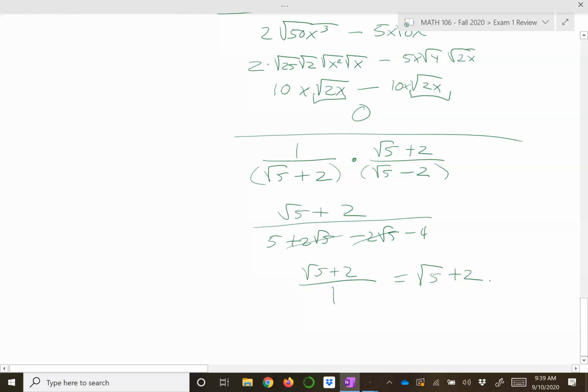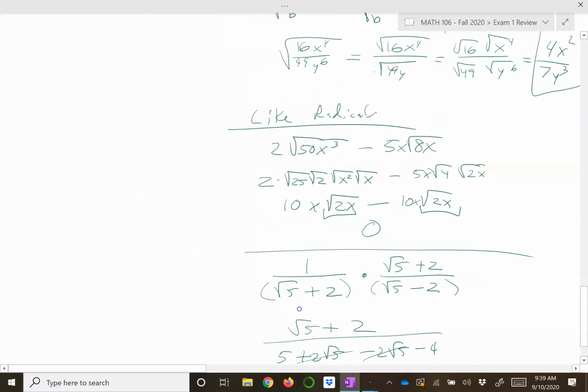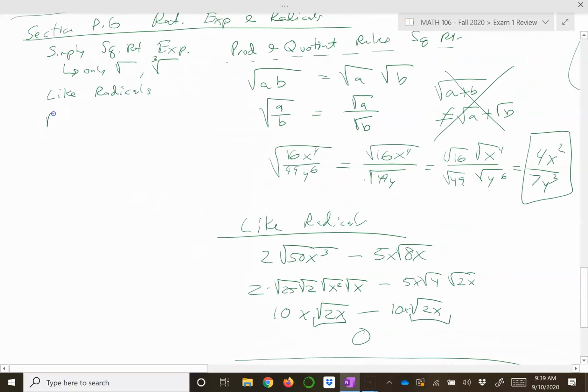Now, in these problems, you could have stuff in the numerator, but sometimes you don't. Okay? So rationalizing the denominator. I also had you rationalize the numerator, but I would like you to just worry about rationalizing the denominator.